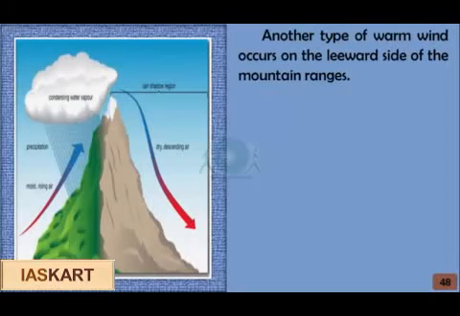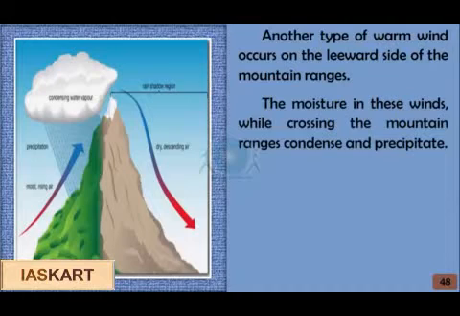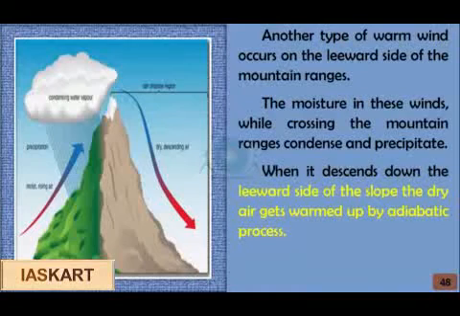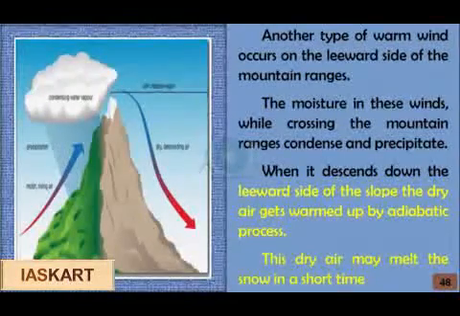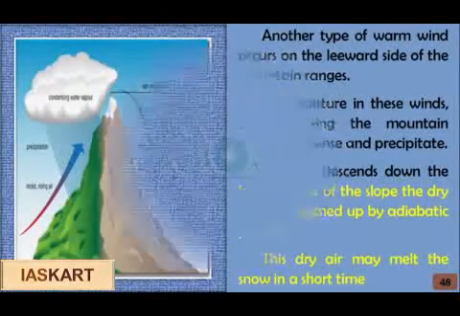Another type of warm wind occurs on the leeward side of the mountain ranges. The moisture in these winds while crossing the mountain ranges condenses and precipitates. When it descends down the leeward side of the slope, the dry air gets warmed up by the adiabatic process. This dry air may melt the snow in a short time.